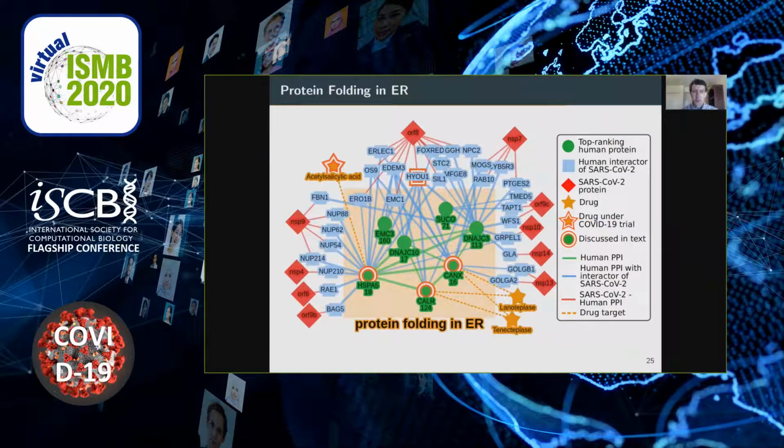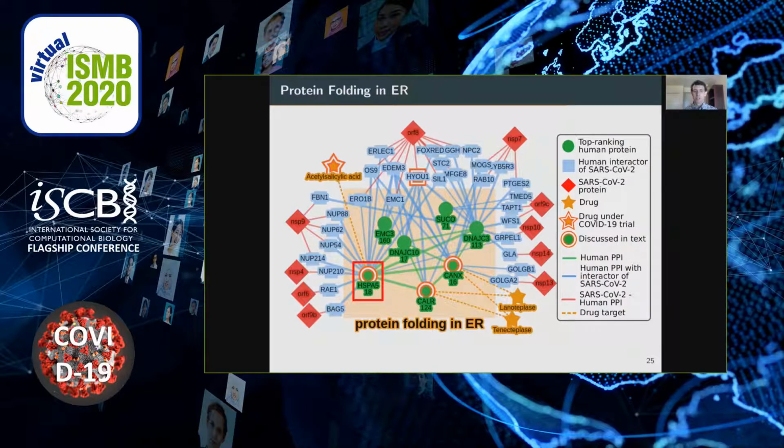This network is showing our top predictions in green annotated to this term, with the neighboring human interactors of SARS-CoV-2 in blue, the viral proteins in red, and the drugs targeting our predictions in orange. And the green and blue edges show the edges in STRING between our predictions and the connections to the initial human interactors. Lastly, the highlighted proteins are ones we discuss in greater detail in our preprint.